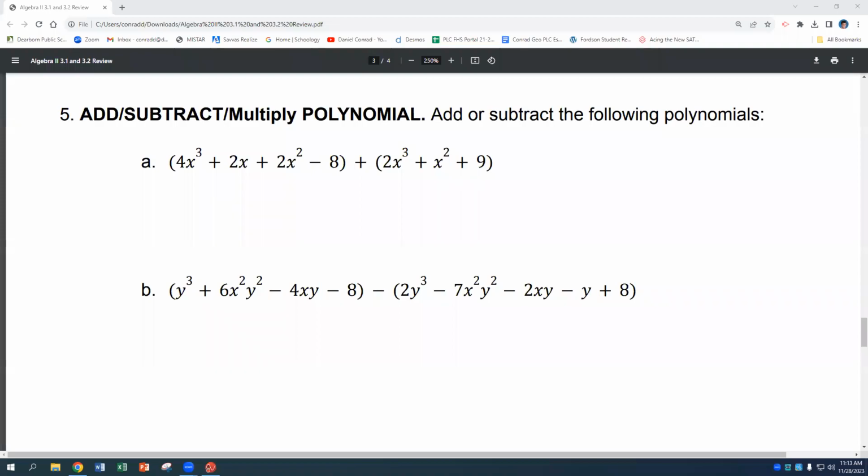All right, part 2 of the review for 3132. We're adding and subtracting polynomials. So if we're adding, we really just don't need the parentheses, right? Because you can imagine that there's a 1 in front of here.